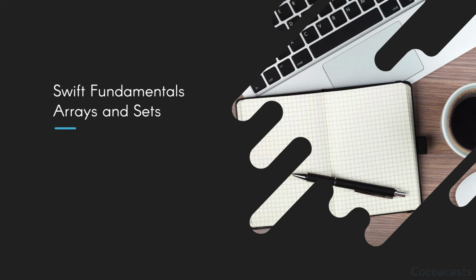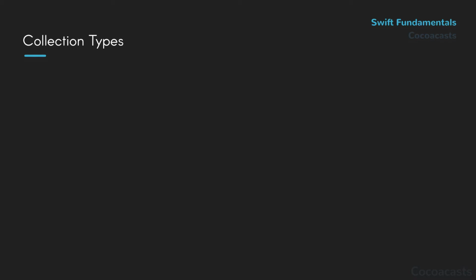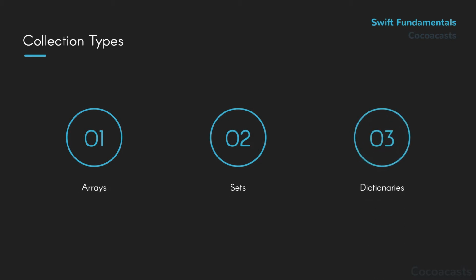In the previous episode, we explored some of the common types defined by the Swift standard library. Today, we continue that exploration by taking a close look at collection types. The Swift standard library defines three collection types: arrays, sets, and dictionaries. This episode zooms in on arrays and sets.